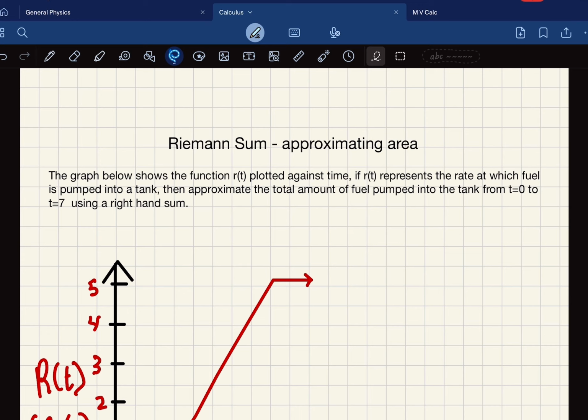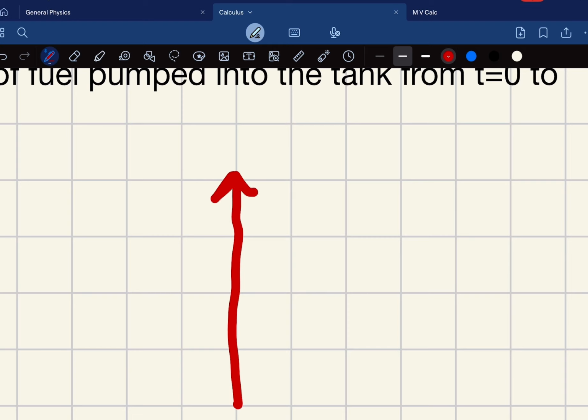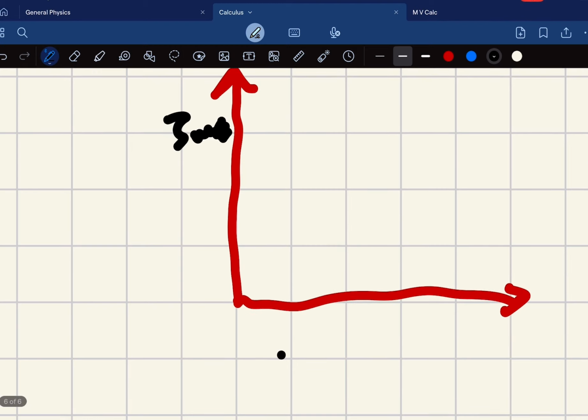In this video, I will be covering Riemann sums. Now, a Riemann sum is an estimation for an area under a curve. So let's say you have a graph of velocity versus time, and you have a constant velocity of 3 meters per second that is applied over a time of 3 seconds, assuming both these are at 0 and 0.